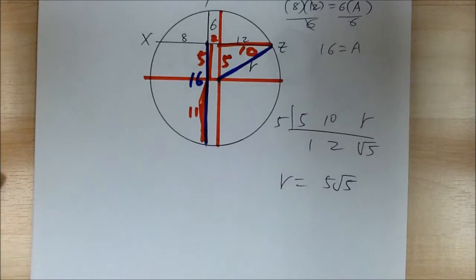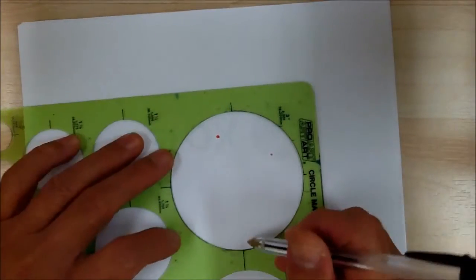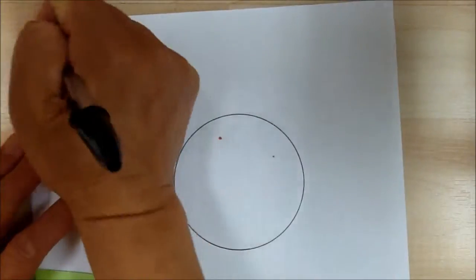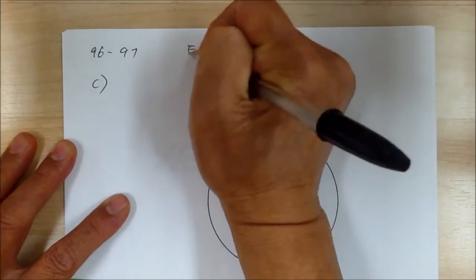So again, this type of problem you see quite often. So you can see it from 96, 97, which is another one. So if you go to 96, 97, so 96, 97 C problem. So again, this is event 5.